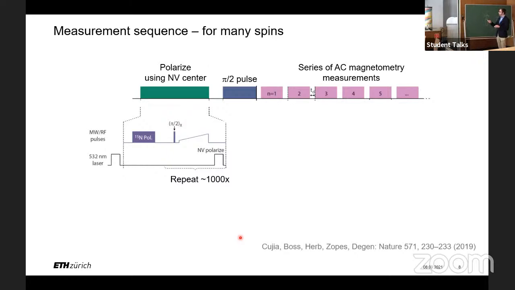I don't have the time to go into details, but the important thing is afterwards you have a spin system which is out of its thermal equilibrium value, and nearly 80%, 90% of the nuclear spins are actually on average polarized.